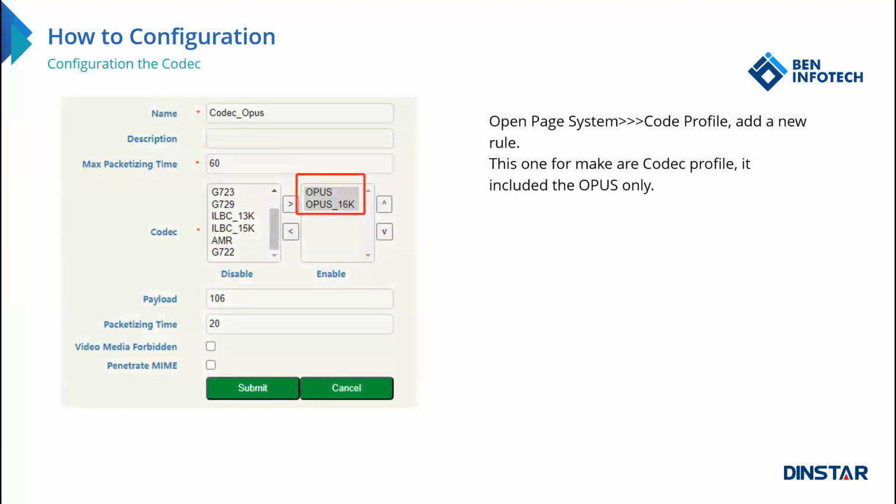And this is how you can configure the codec. You would go to open page system, choose code profile, and add a new rule. While you're using register mode, you add codec rules to ensure which codecs will be supported in the call. That's another feature that SBC does: it supports calls between different codecs. So that is also one use case of SBC.